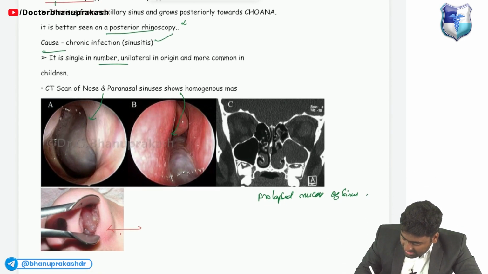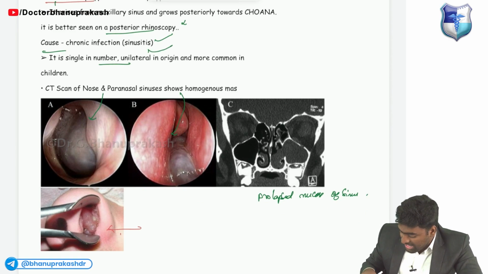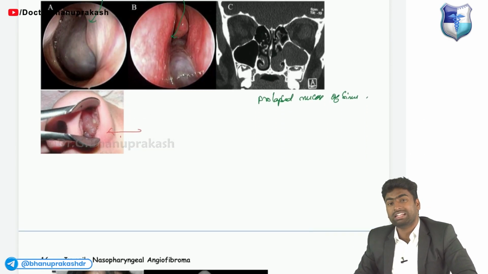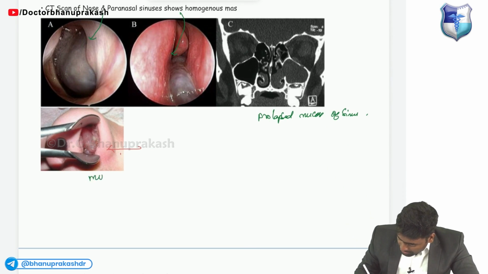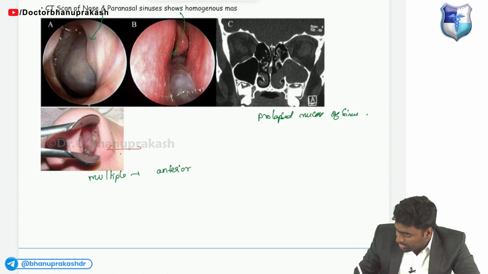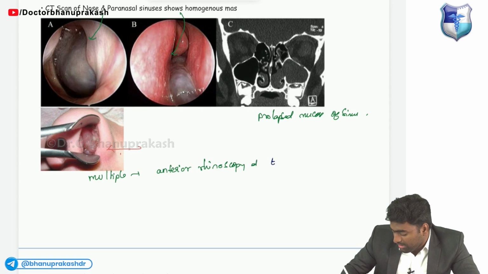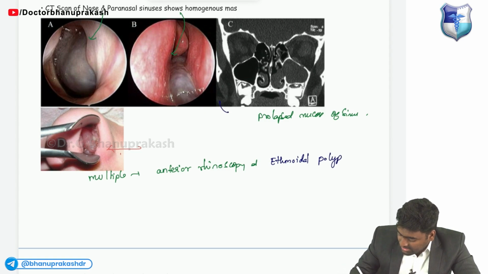The antrochoanal polyp will mostly be single in nature, whereas the ethmoidal polyp will mostly be anterior and bulky, so it will be multiple and seen on anterior rhinoscopy. So the ethmoidal polyp is seen anteriorly, whereas posteriorly we will see the antrochoanal polyp.